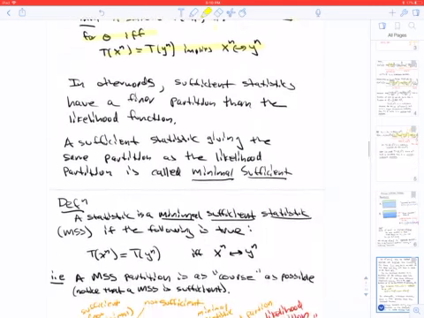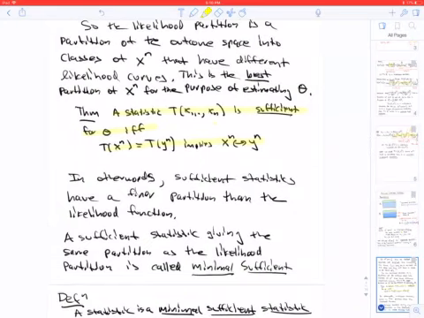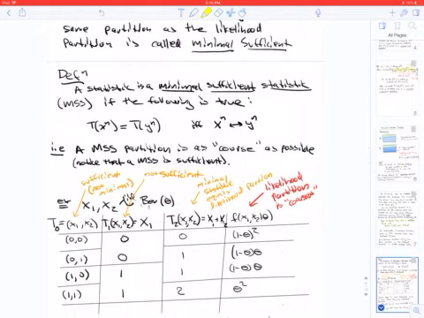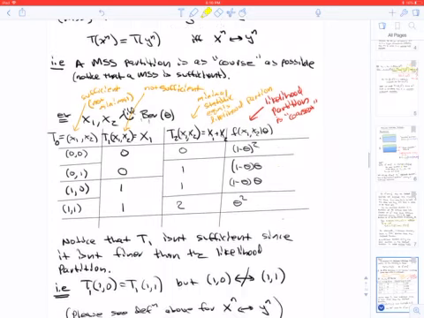So when we replace this implies by if and only if, we get a minimal sufficient statistic. So a statistic is minimal sufficient when we have this equivalence here. Essentially what it means is that the partition that you get from your sufficient statistic is the same as the partition you get from the likelihood partition. So let's take a look at an example.